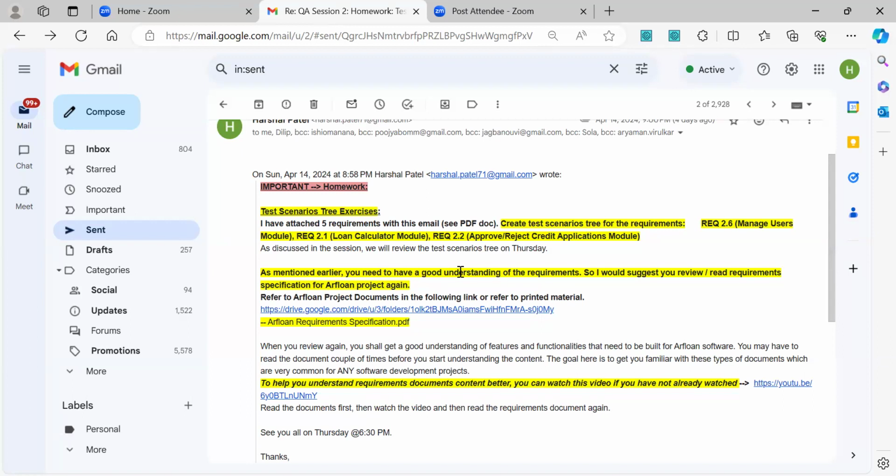All right. So how do you want to handle this, Dilip? Well, I want them to present, because I want to understand what thought process they had when they built it. So, who wants to share the scenario tree for the first requirement, which is the manage user module, 2.6, which essentially talked about the area manager's ability to either create a dealer user or an RF rep user.